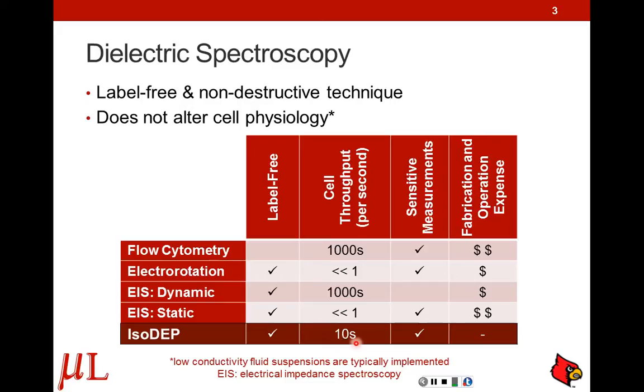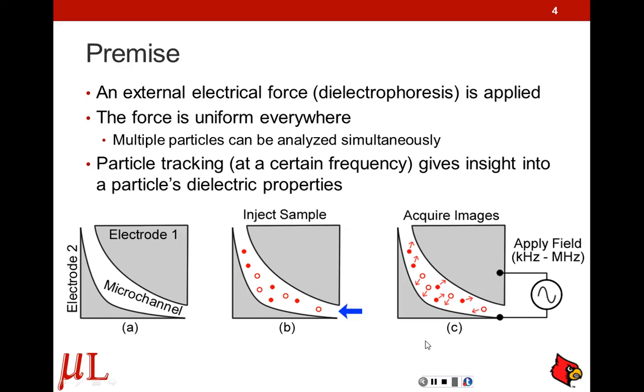For isomotive dielectrophoresis, we hope to improve upon this number, but this is a realistic number where we are right now. We're working on automation to improve this, but we are going to have a negligible or relatively inexpensive fabrication and operation expense compared to these other devices, as well as have as good of sensitivity compared to these other impedance techniques.